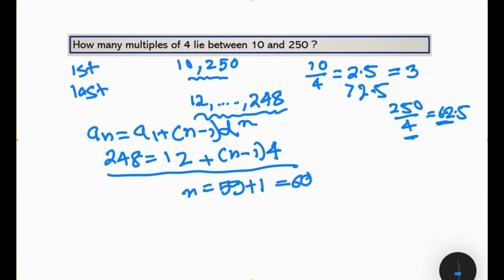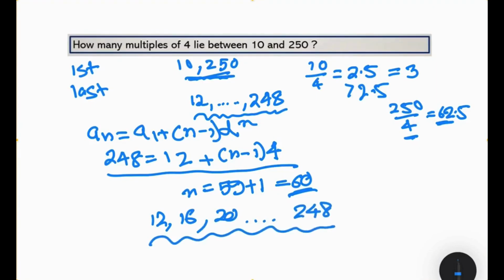So the number of multiples of 4 that are lying between 10 and 250 are 60, and they form an arithmetic series like 12, 16, 20, etc., up to 248, and the total count of such numbers is equal to 60.